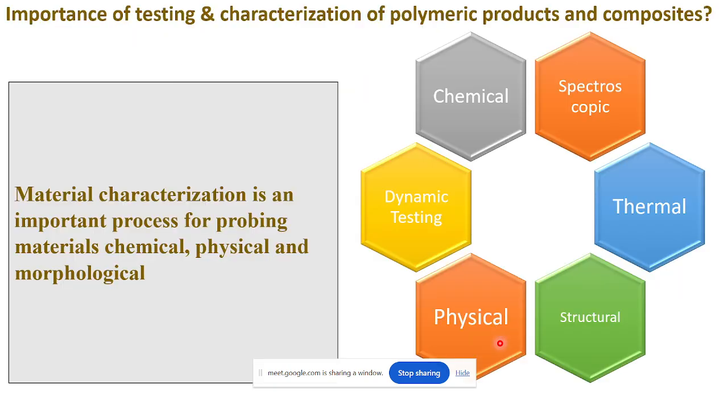Okay. Now, what is the importance? I have already discussed why I should do characterization, why I should do the test. Without characterization, I cannot probe the material's chemical or physical behavior. So there are different characterization methods: chemical characterization, which we will discuss one by one, spectroscopic characterization, thermal characterization to probe the thermal property or thermal behavior, structural characterization, physical testing, and dynamic testing.